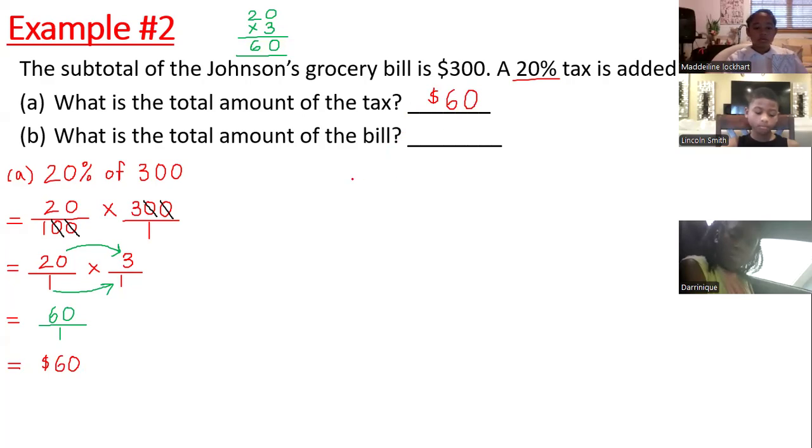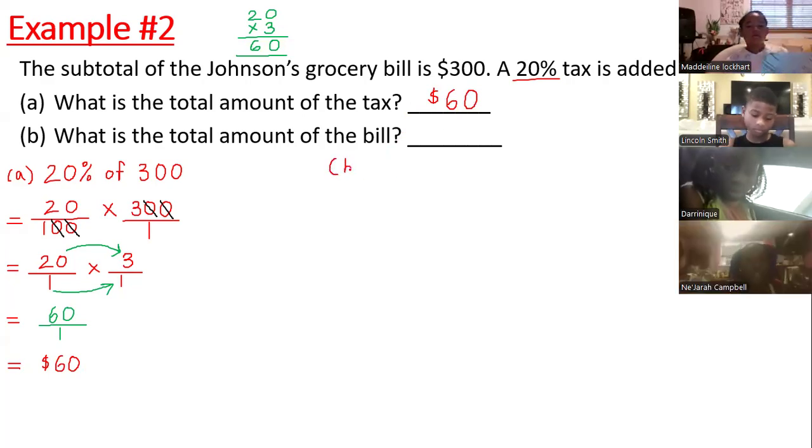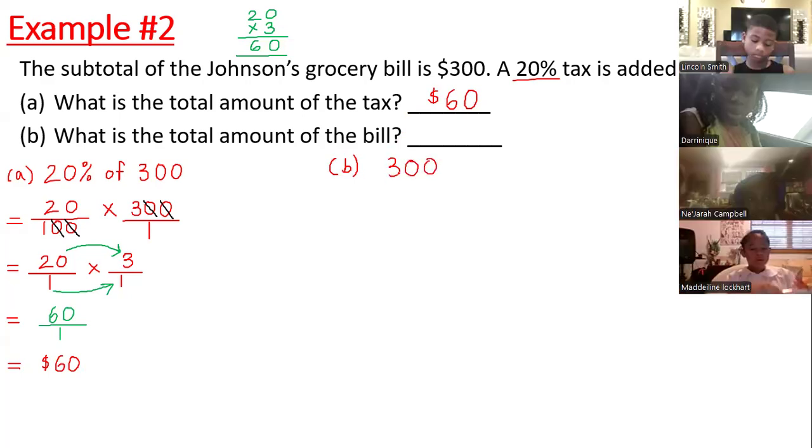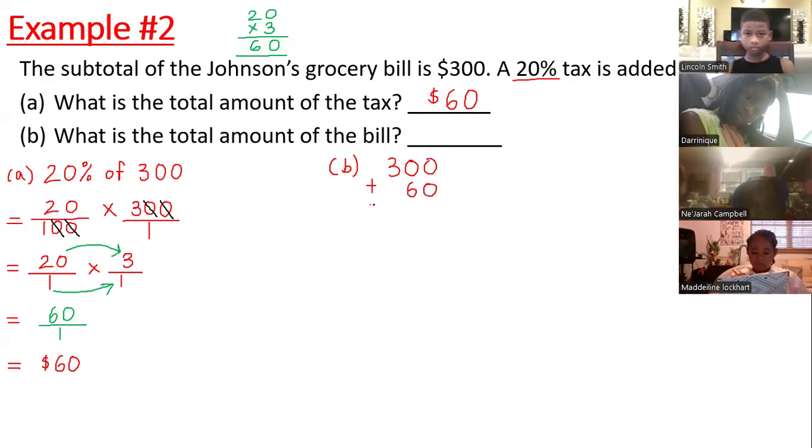What are y'all's answers for B? I got 360. How did you get that? I added 60 plus 300. I added my answer by the money. Very good. So we added.